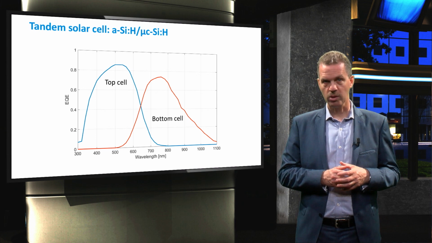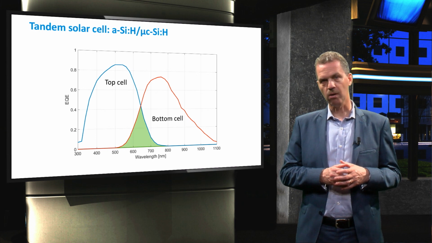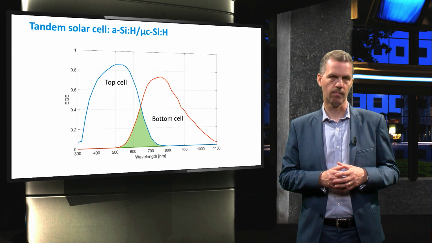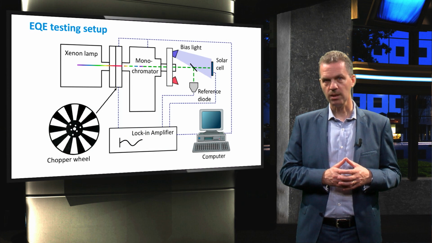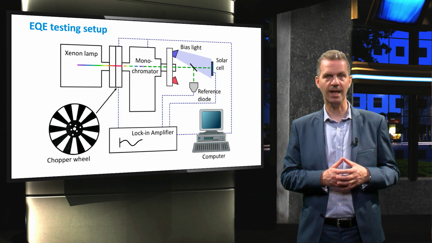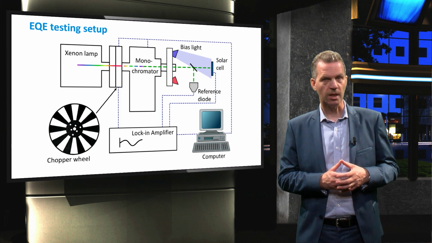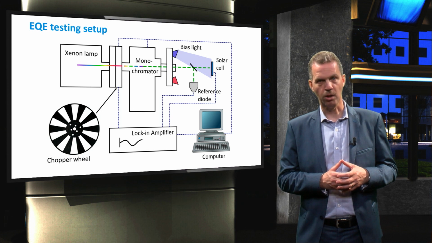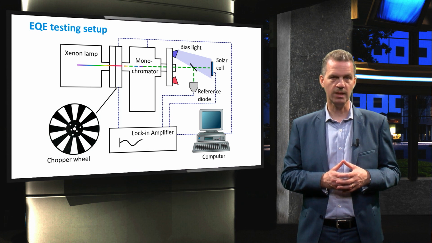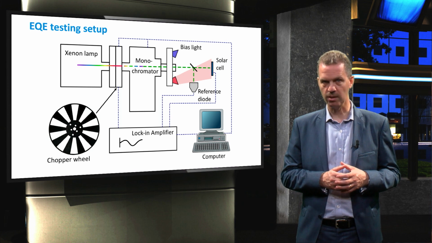If we would not use any bias illumination, we would only measure the overlapping area between the two cells. Bias illumination can be included in the setup by placing a ring with multiple colored LEDs focused on the solar cell under test. The user can then select short wavelength bias light for measuring the bottom cell's EQE, or long wavelength bias light for measuring the top cell's EQE.